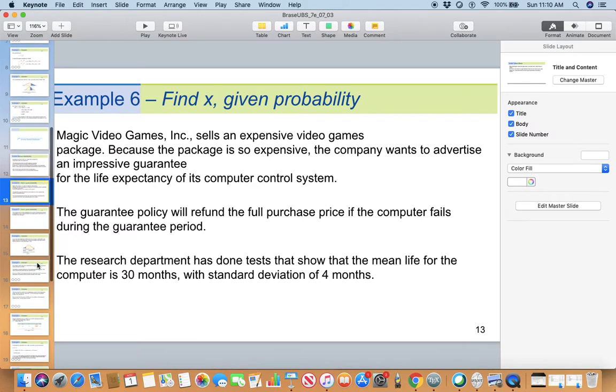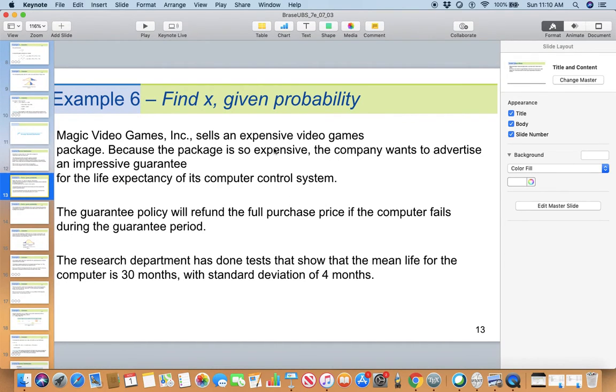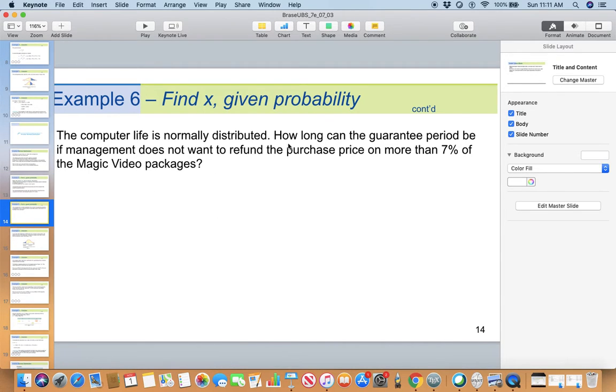So here is Magic Video Games Incorporated, which sells an expensive video games package. Because the package is so expensive, the company wants to advertise an impressive guarantee for the life expectancy of the computer control system. The guarantee policy will refund the full purchase price if the computer fails within the guarantee period. Okay, the research department has done tests to show that the mean is 30 months, standard deviation is 4 months. Okay, computer life is normally distributed.